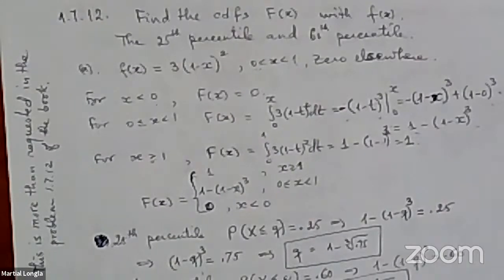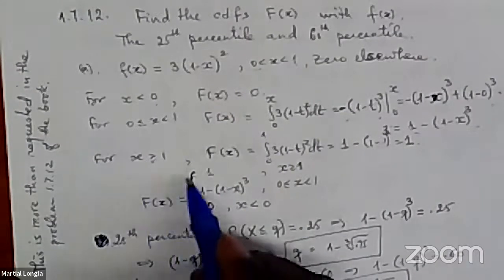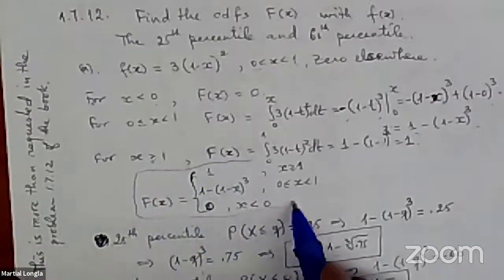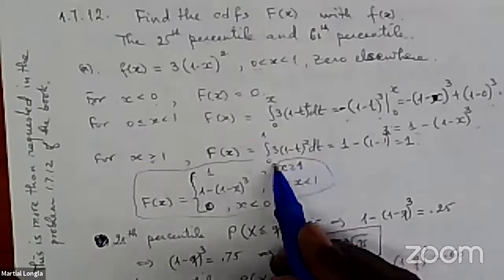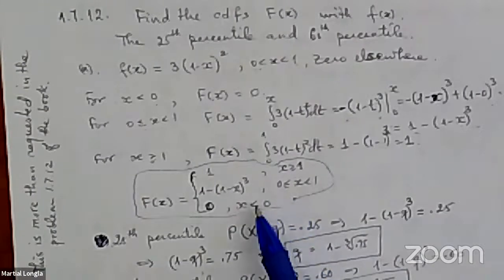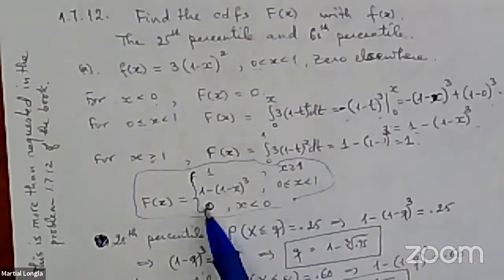All right. And then after you finish your computations, please remember to write down the formula. That's the formula of F of x. It's not your computations. You finish computing, give the answer. It's the function that is defined on separate intervals, the way we have here: 0 before 0, 1 minus x cubed between 0 and 1, and 1 when x is larger than 1.